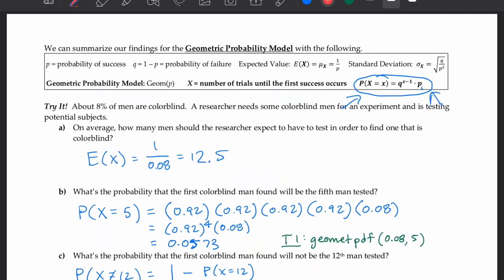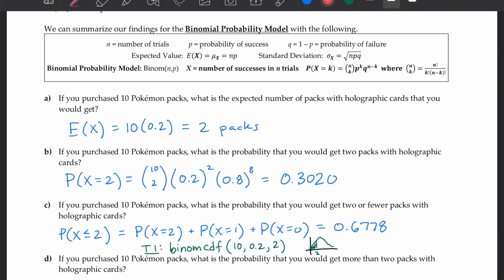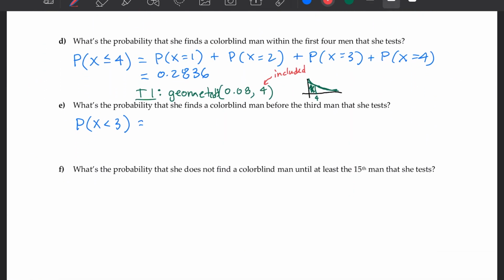That was actually the same for binomial as well. Back over here, I could note that this right here, that is included. We're including 2. So how do you think you would still leverage using that CDF function in your calculator in a way that helps you find this probability? That's for you to think about and come in for class to talk about. Let's move on to F.